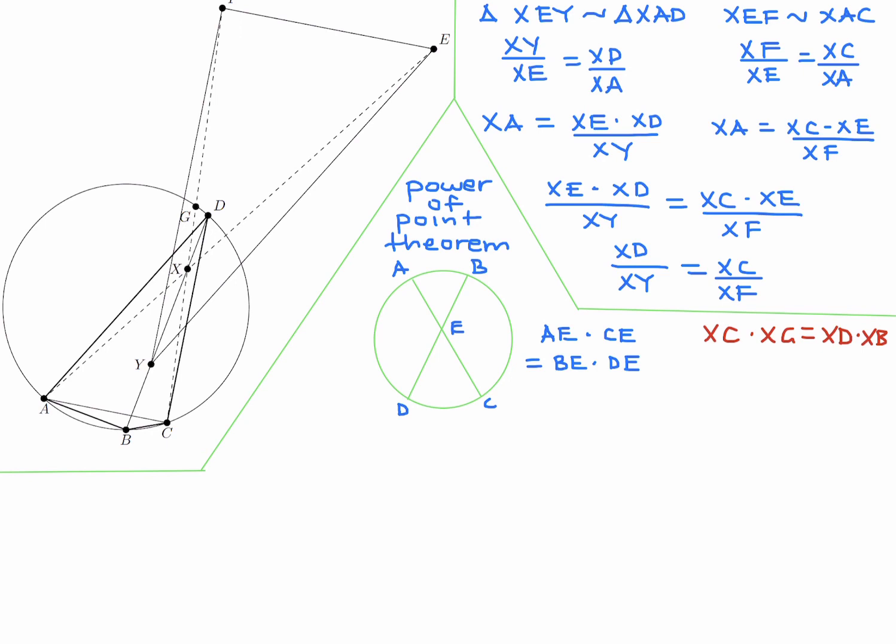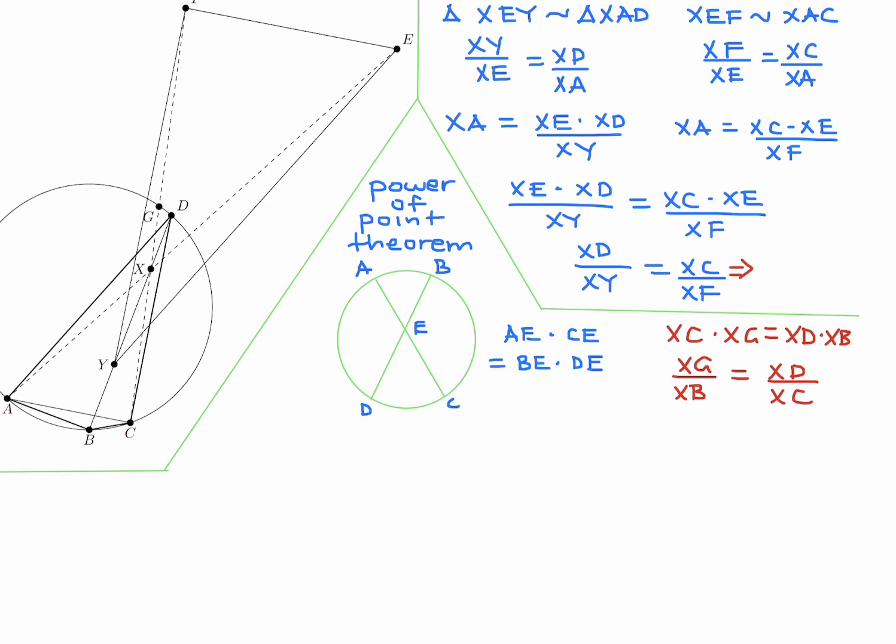So that is what we get from this power of point theorem on our diagram. Now we can manipulate this a little bit because XG we can put over here and below it XB, and over there we can put the XD and below it XC. The reason we want to do that is because we can get it into a form that this could be manipulated into, right? Because that one could be changed into the following.